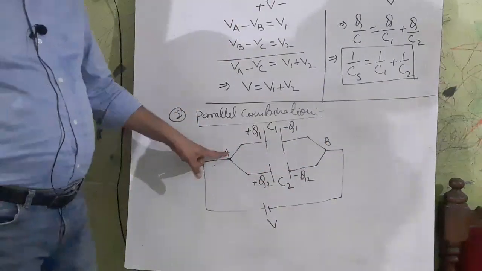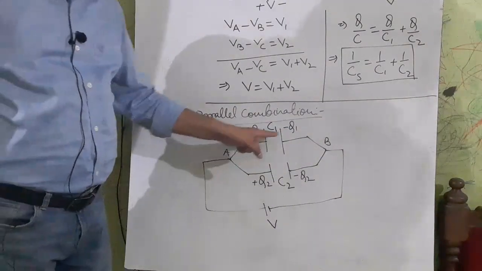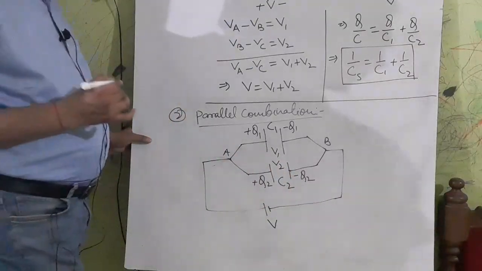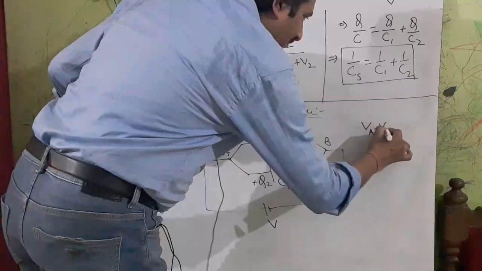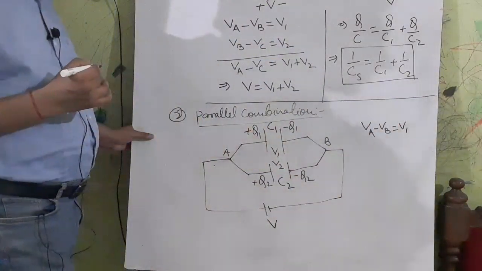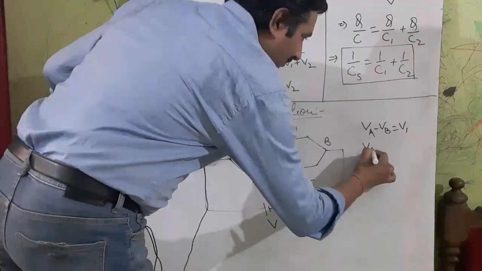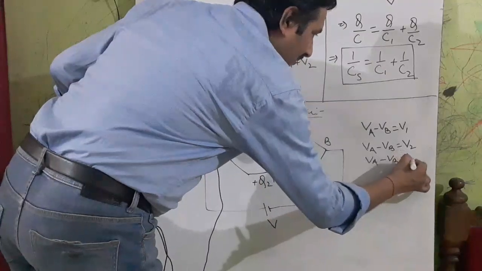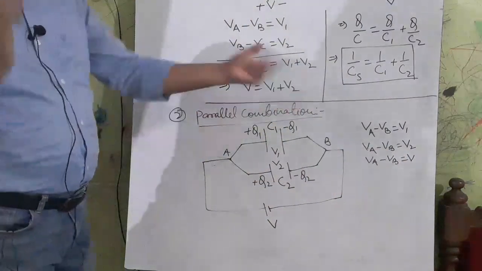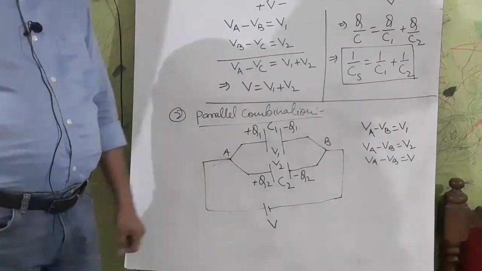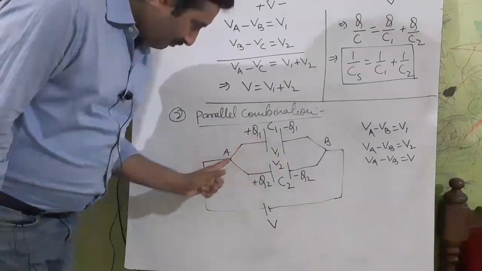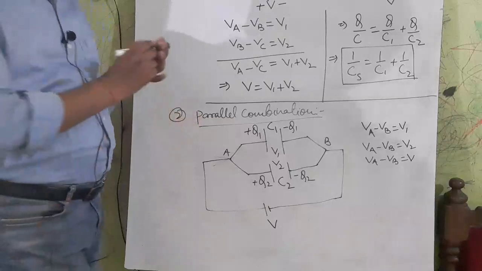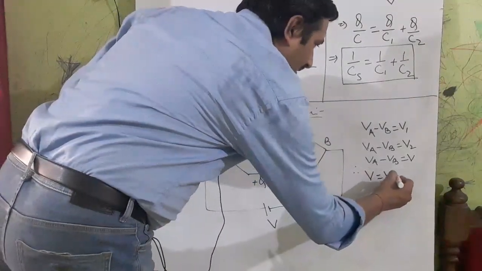Now see, A and B are 2 points between which C1 is connected. So the potential difference across C1 is supposed to be V1 and that across C2 is supposed to be V2. You see here VA minus VB is V1, VA minus VB is V2, and VA minus VB is V. You might be surprised why we are taking VA minus VB for all of them. That is, V1, V2 and V are equal. Therefore V is equal to V1 is equal to V2.